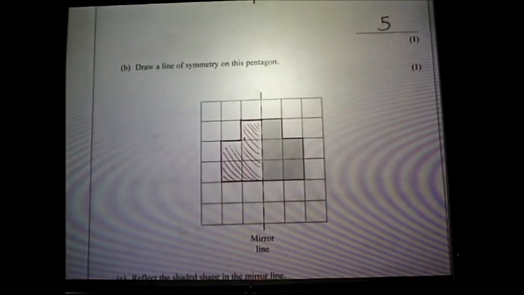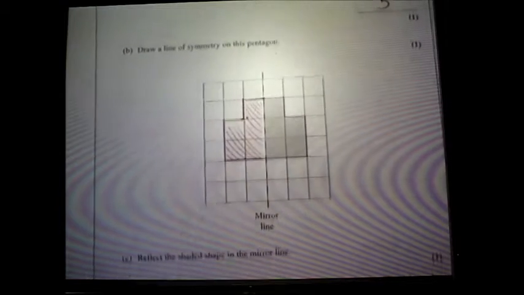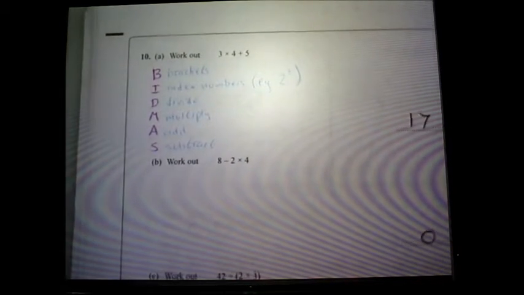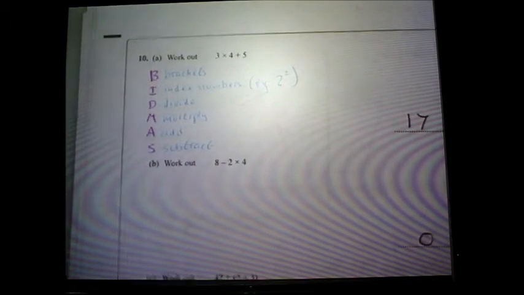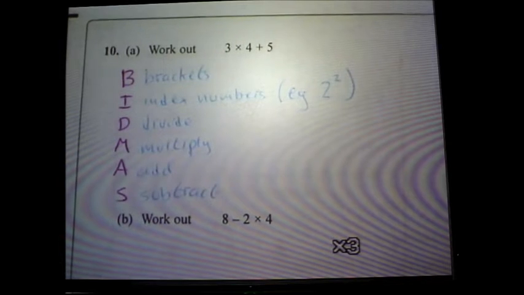Reflect the shape in the mirror line. There you go, reflected. I've shaded it in just to make it clear. Question number 10. Right, it's a bit of BIDMAS work. I've written there what BIDMAS is in case you can't remember. Just pause that and have a look.